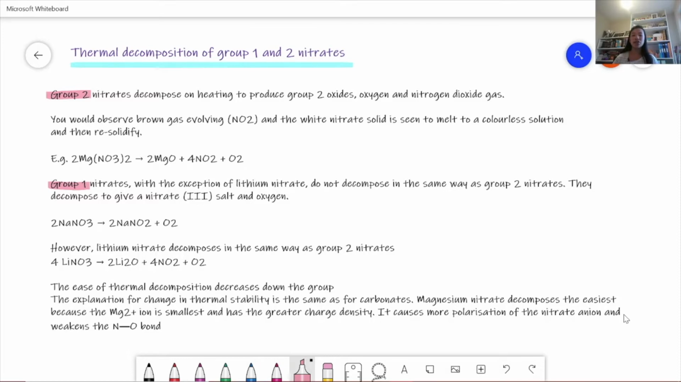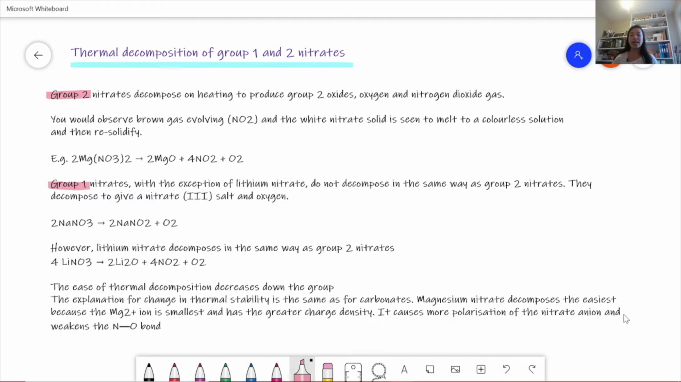Group 1 nitrates don't decompose in the same way as group 2 nitrates. They decompose to give a nitrate(III) salt and oxygen. For example, sodium nitrate(V) decomposes into sodium nitrate(III) and oxygen. However, lithium nitrate decomposes in the same way as all the group 2 nitrates do. So it forms the oxide, lithium oxide, and nitrogen dioxide and oxygen.